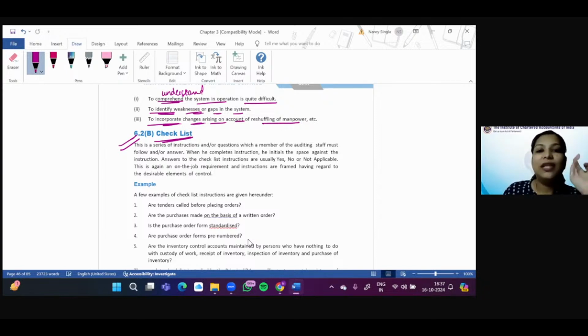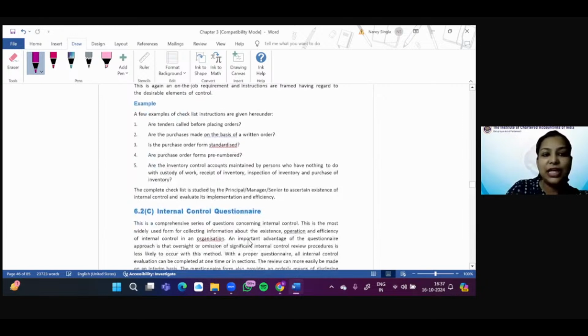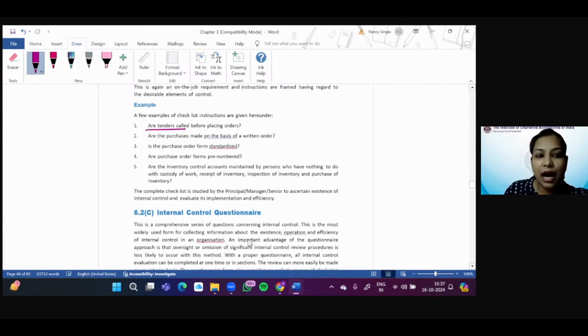be filling that list. So this is filled by the audit team member. He'll be given, let's say, a checklist. For example, are tenders called before placing orders? Are the purchases made? So he'll be writing yes or no or not applicable. Whichever is applicable, whichever point, yes, no, or not applicable, whichever is applicable in the case.